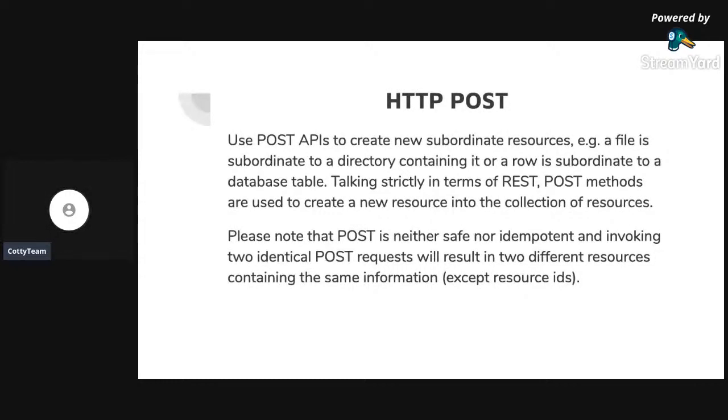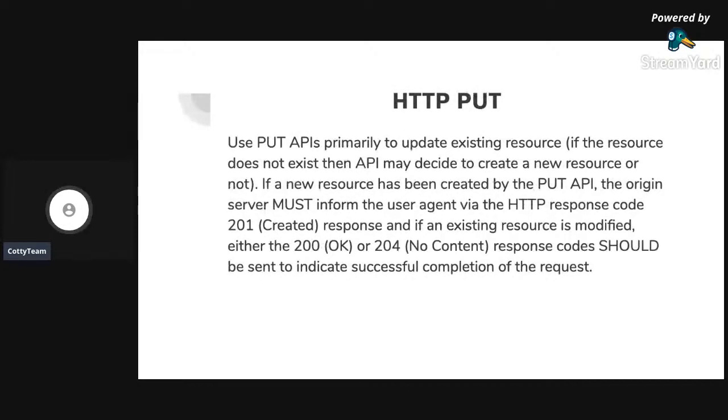Subordinate resources, that is like simpler forms of a particular resource. So like if you want to append a new row to a particular table, it's best to use post request. And post requests are not idempotent compared to the get request. So two identical post requests will result in two different resources containing the same information. So put. So we also have the put method.